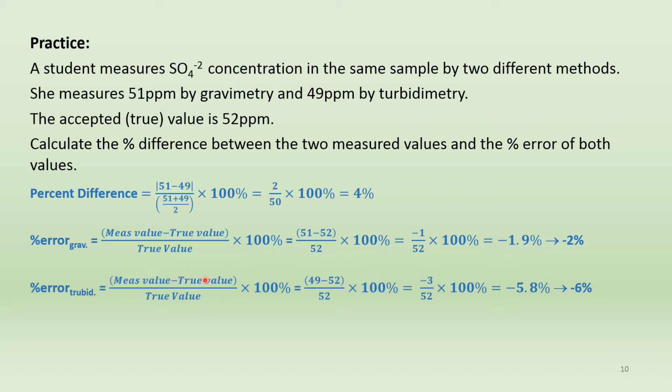The measured minus the true, in this case the measured is 49, minus the true of 52, is an absolute error of -3, divided by the true value of 52 times 100 gives me a relative error of -5.8%.